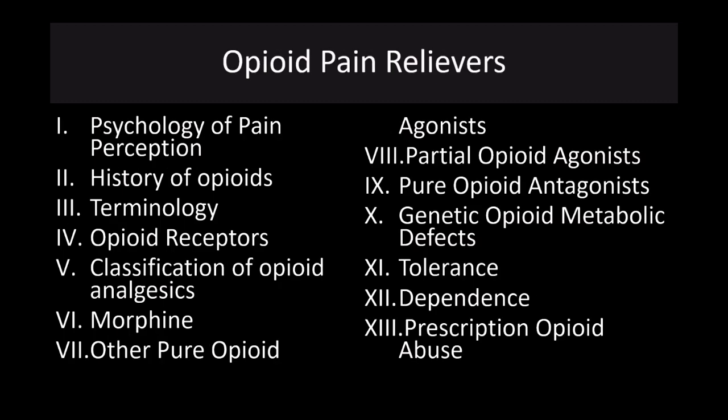So over this series of lectures, we're going to talk about all of these issues: pain perception, the history of opioids, some terminology, opioid receptors, classification of opioid analgesics, and morphine, and that will be this lecture. In the next lecture, we'll talk about other pure opioid agonists, partial agonists, and then get into prescription opioid abuse. And then in the third lecture in this pain relief series, we'll talk about other pain relief options like nonsteroidal anti-inflammatory drugs, aspirin, and CBD and medical marijuana.